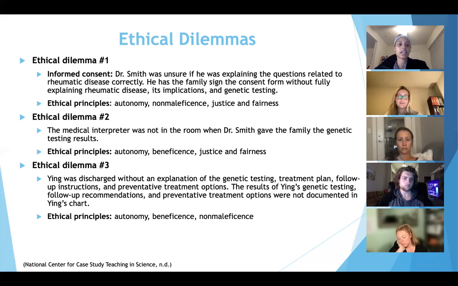Now, another point in the case study where there was a medical or ethical issue was when the case did not include a medical interpreter in the room when Dr. Smith was giving the genetic testing results. So again, autonomy and the same principles as mentioned before were violated. Another point was when Ying was discharged without an explanation of her genetic testing, the treatment plan, or follow-up instructions, and she was not educated about preventative treatment options or a follow-up care plan. So again, her autonomy and non-maleficence were involved in this case as well. We'll dive into some of those later, but it's important to keep those on your radar.